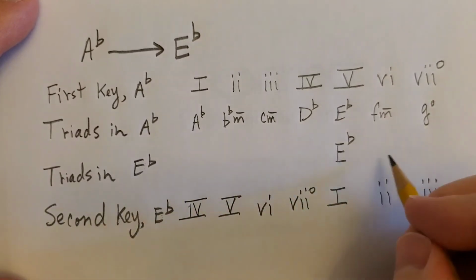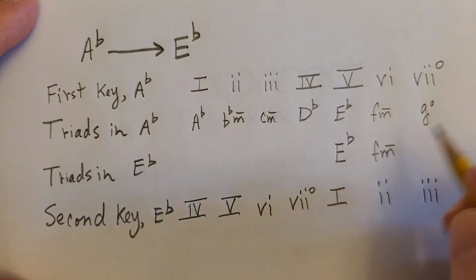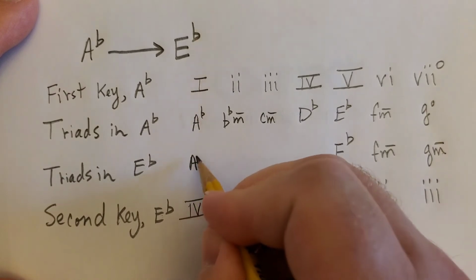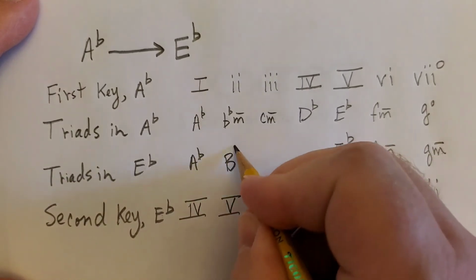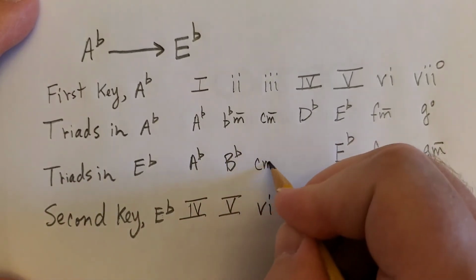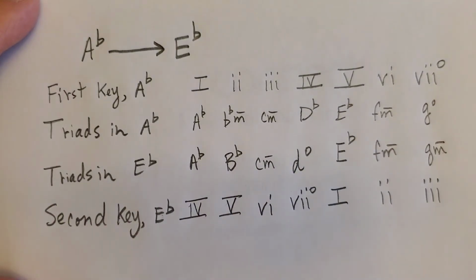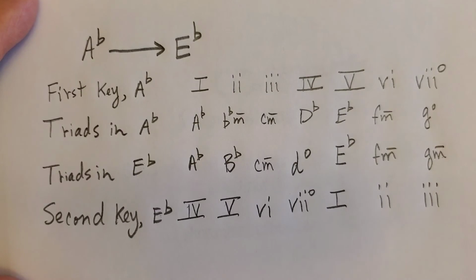Okay, so 1 is E flat, 2 is F minor, 3 is G minor, 4, A flat major, 5 is B flat major, 6 is C minor, and 7 is D diminished. And again, you're coming up with the same results, just different chords in different keys.